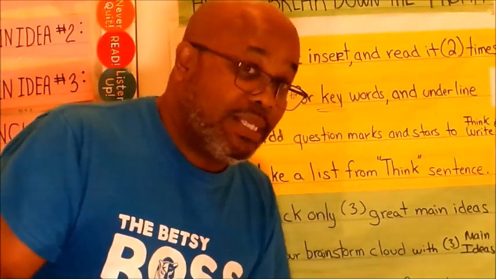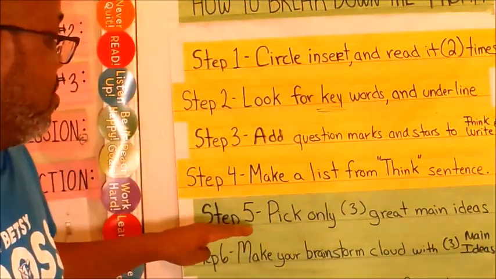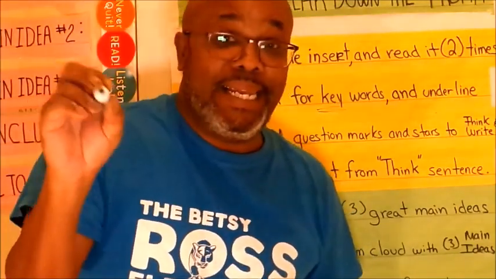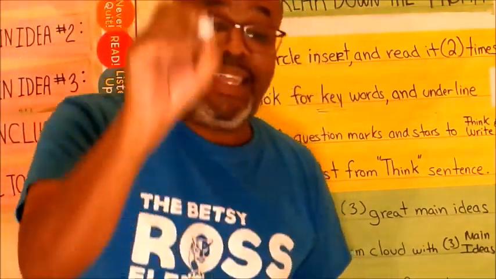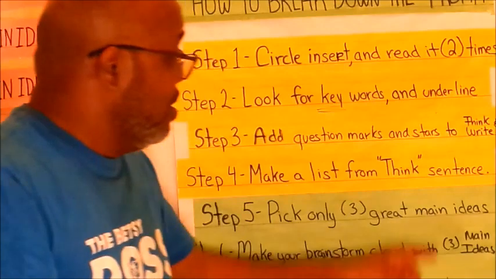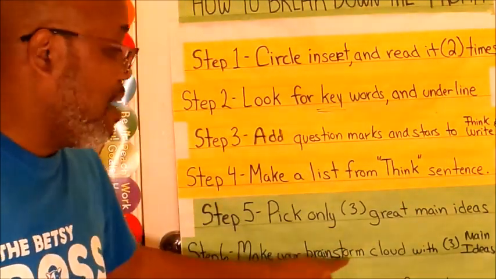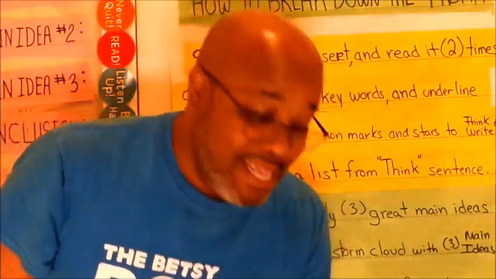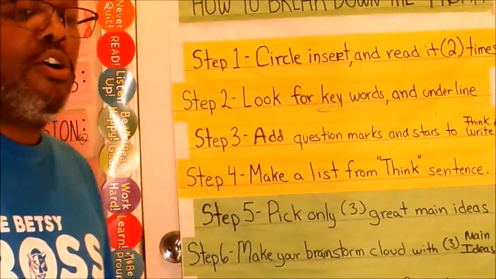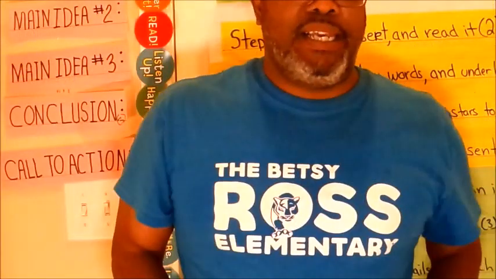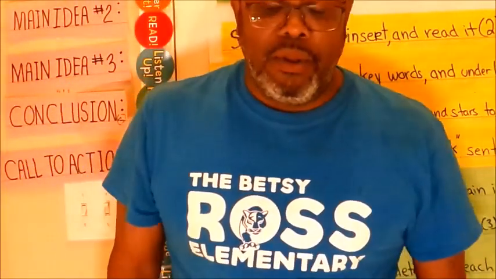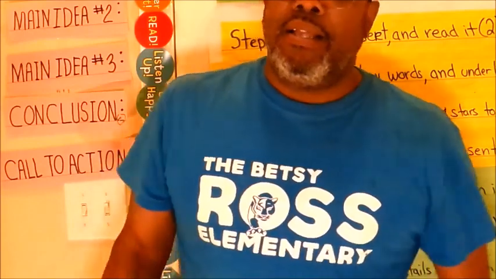We don't want to make no mistakes. Then, step 4, we're going to make a list. My list. We're going to list down things before we write about them. Then after that, we're going to make our brainstorm cloud, come up with our 3 main ideas. And after that, you're going to make sure you add at least 4 details to each main idea, and that is my review.